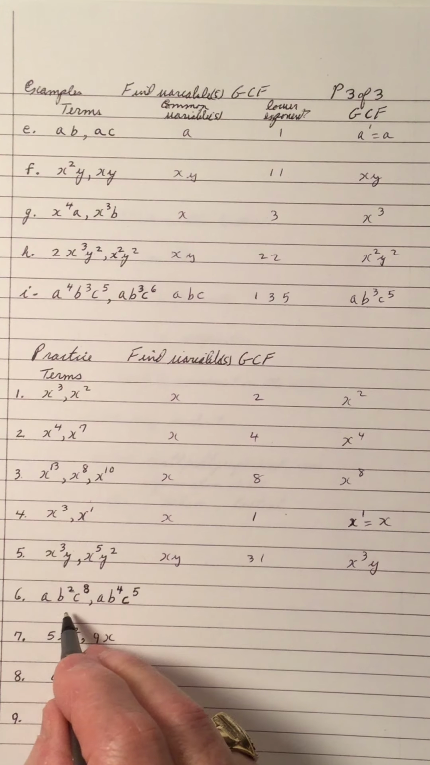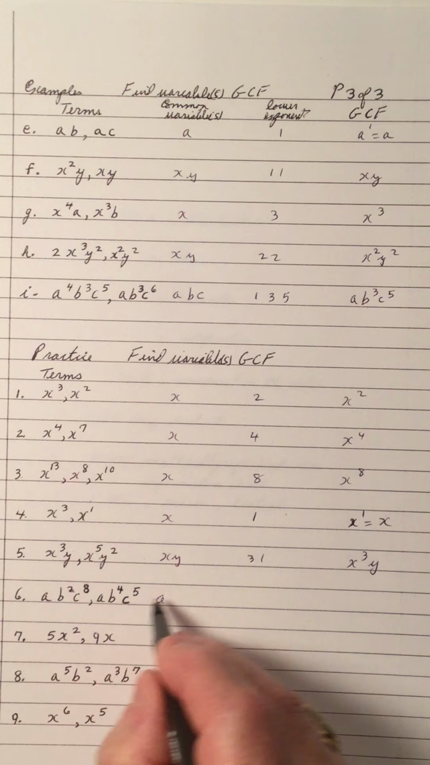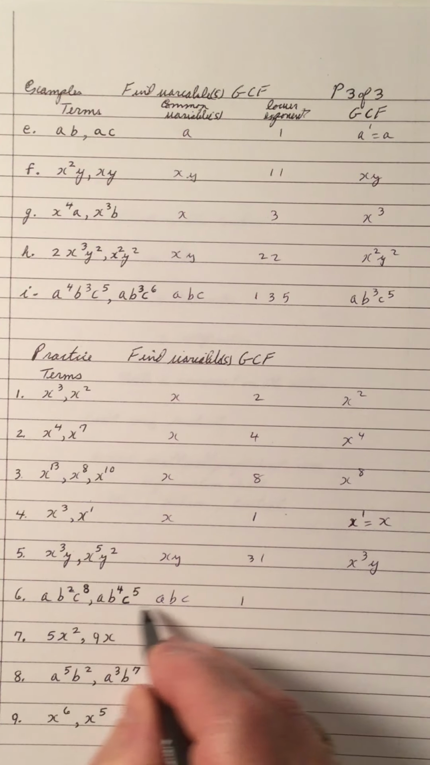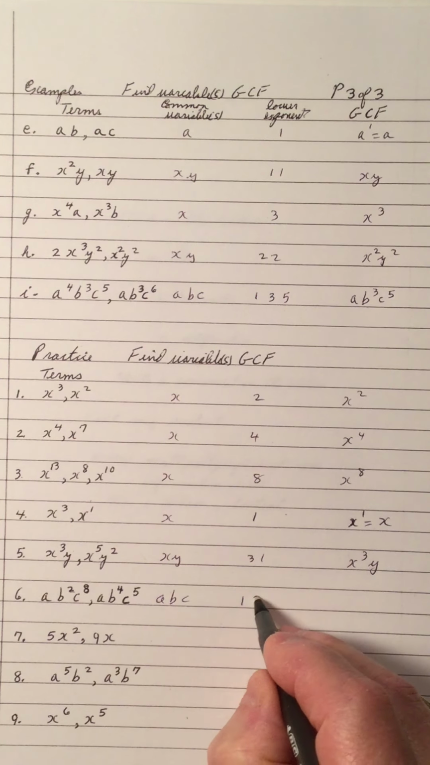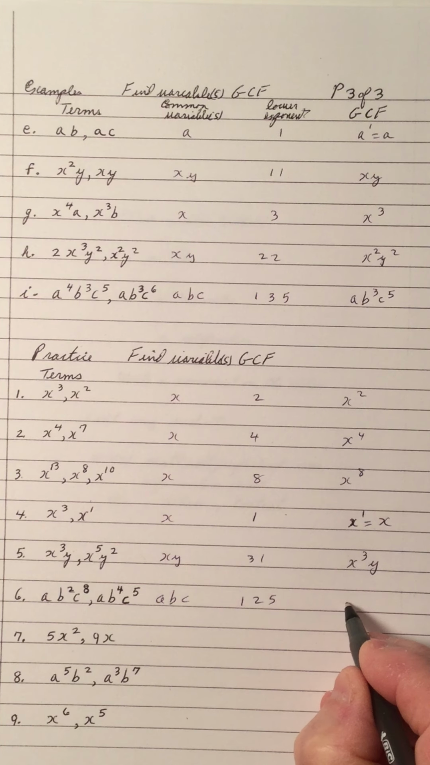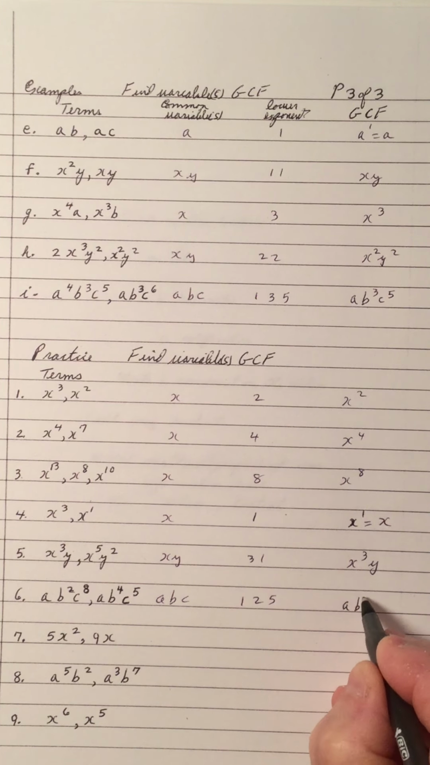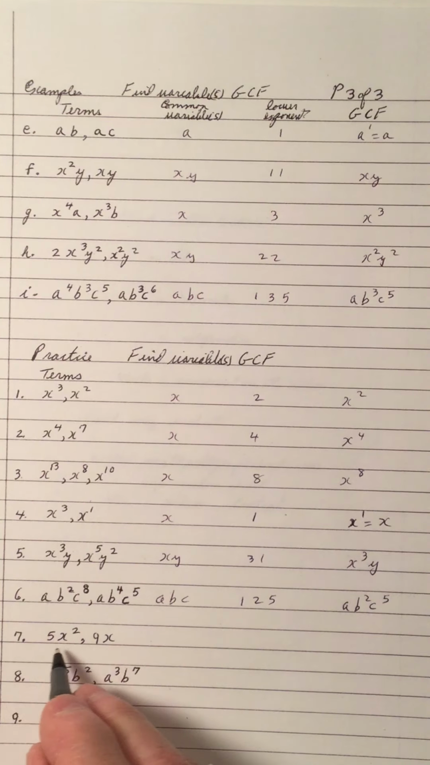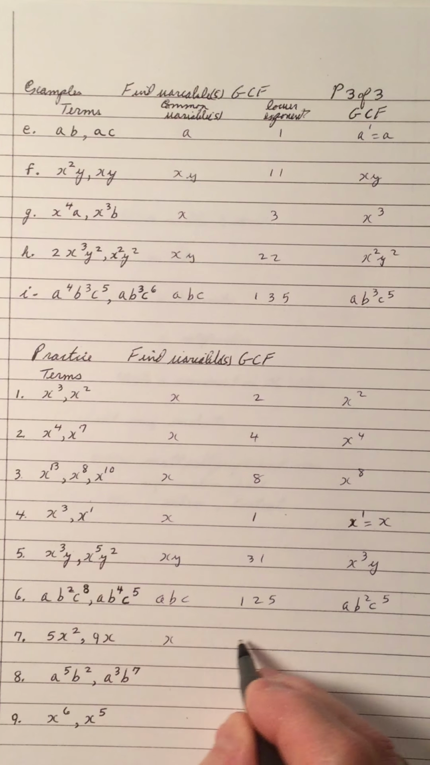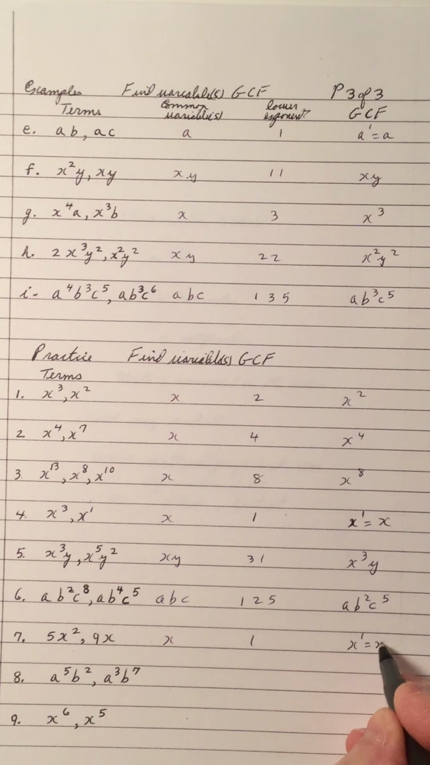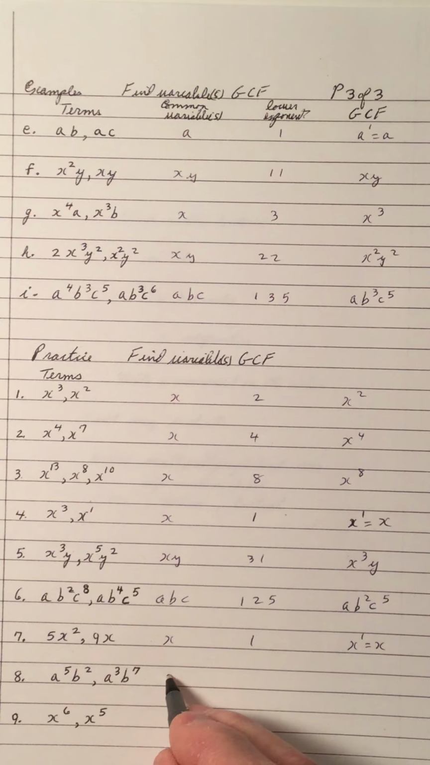So it's x cubed y. Notice the 1 there. And we have an a, b, and c common. The smallest exponent of a is 1. Smallest exponent of b is a 2. Smallest exponent of c is a 5. So the GCF is a to the 1, b squared, c to the 5. Number 7, common variable is x, and the smallest exponent is 1, so x to the 1, or x.